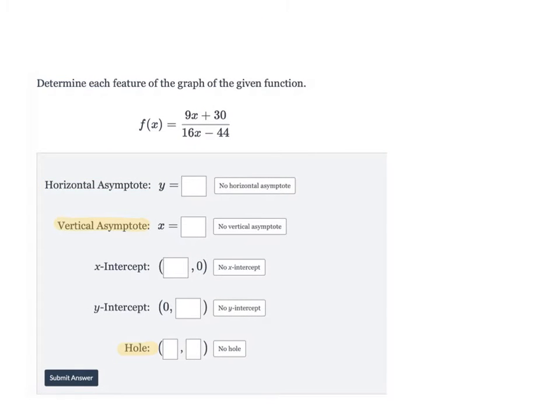Now let's move on to vertical asymptote. So same problem, but now vertical. The vertical asymptote and the holes are related, so you can't find one without the other. The first thing that you're going to do is factor any top or any bottom.